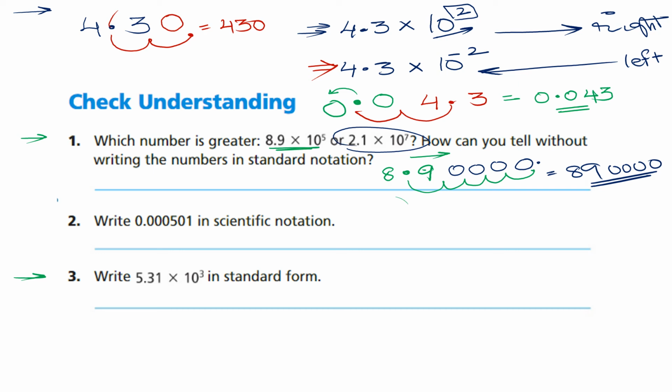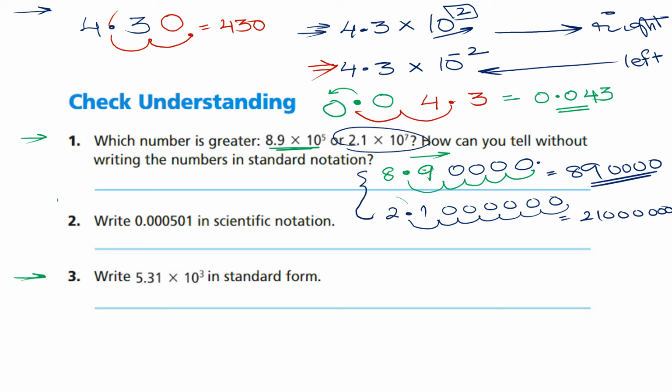2.1 into 10 to the power of 7. Okay, so 2.1 and 10 to the power of 7. So move to the right. 1, 2, 3, 4, 5, 6, 7. Okay, so 1, 2, 3, 4, 5, 6 over here. So what is the answer? 2, 1 and 1, 2, 3, 4, 5, 6. Now this is the way we are writing the standard form.